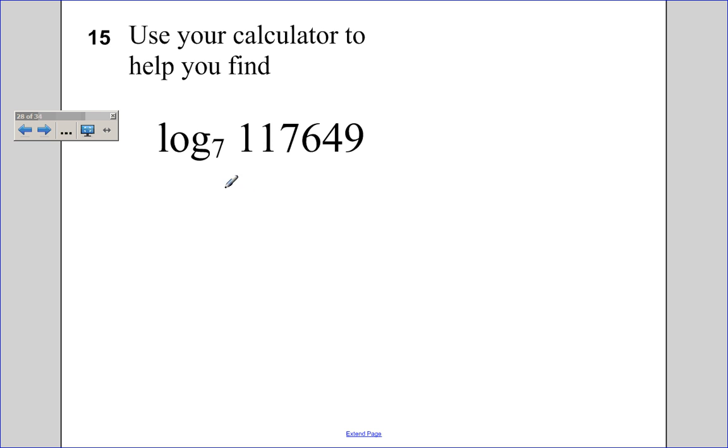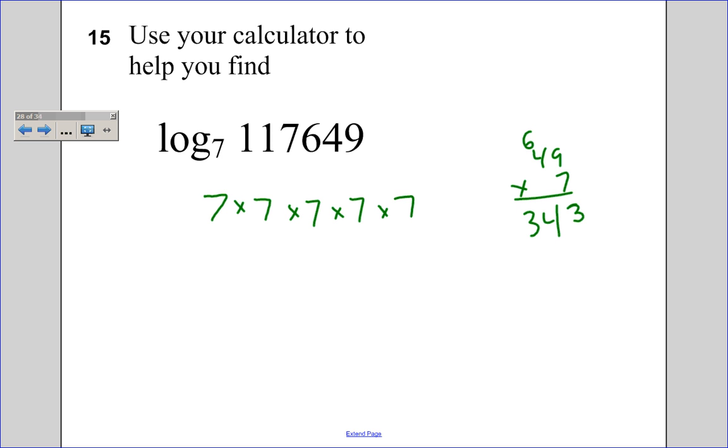7 to which power is equal to 117,649. Now 7 times 7 is 49, times 7 more is 343. Ooh, so we still got a ways to go. What we need to do is take out our calculator to do this, or this might take a long time. I bet the answer is going to be 6, but multiply by 7 on your calculator, then multiply by 7 more, and then let's try multiplying by 7 more.